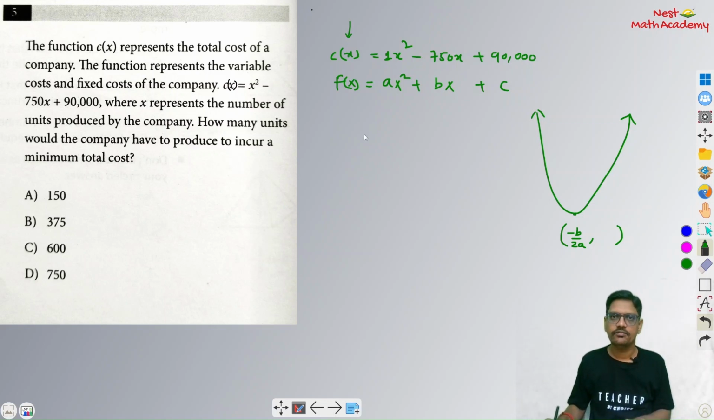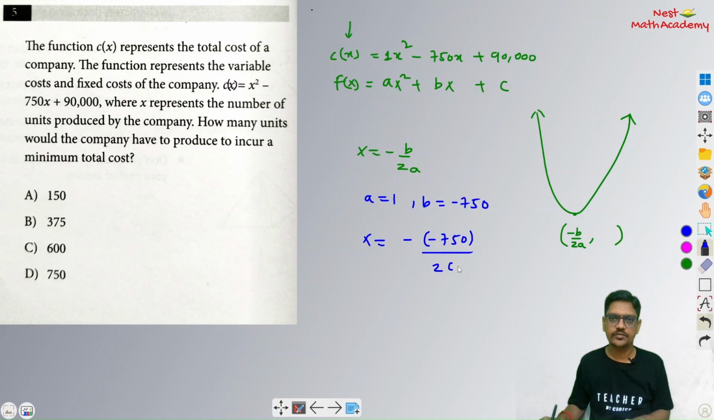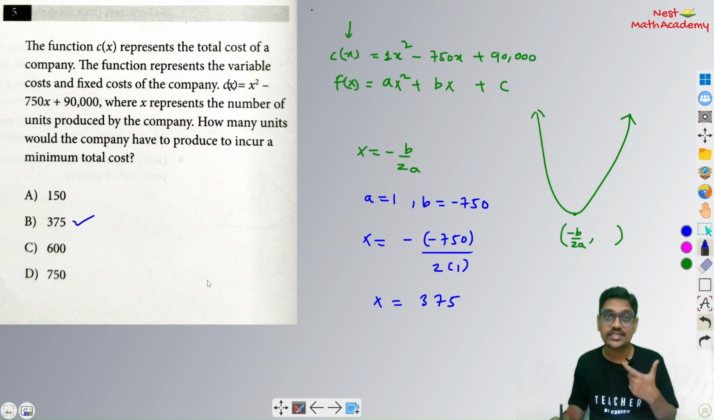Now we need to find x is equal to negative b over 2a. On comparing with the given equation, a is equal to 1 here and b is equal to minus 750. Therefore, x is equal to minus b, minus of minus 750, divided by 2a, 2 times 1, which is x is equal to 750 over 2, the minus and minus multiply together and become positive, which is 375. Therefore, when the company produces 375 units, the company would incur the minimum total cost.